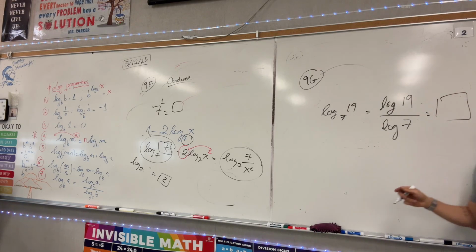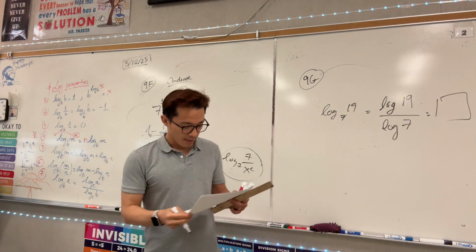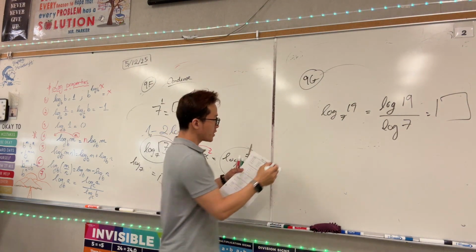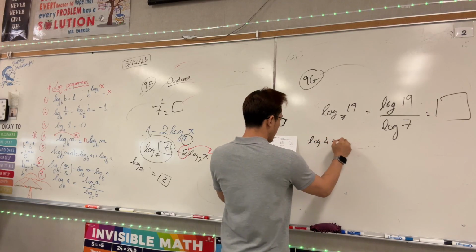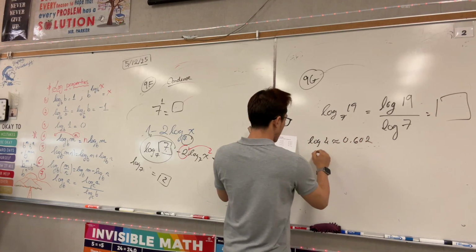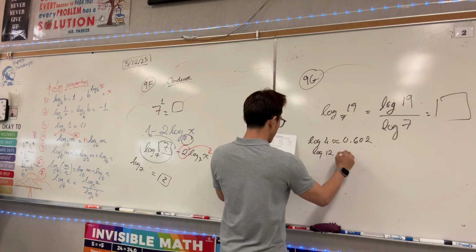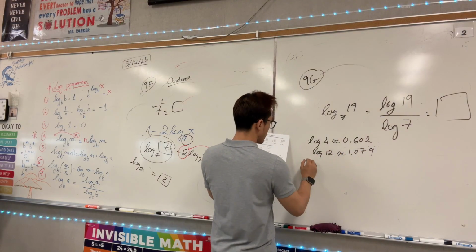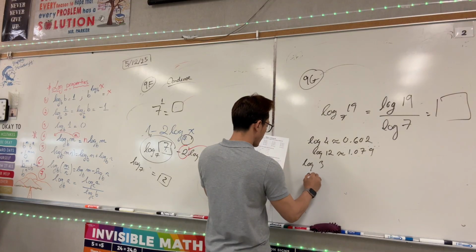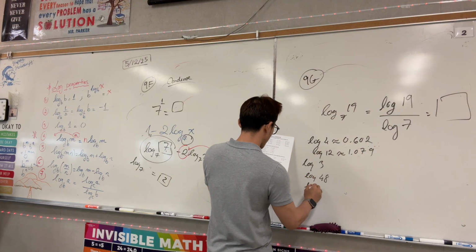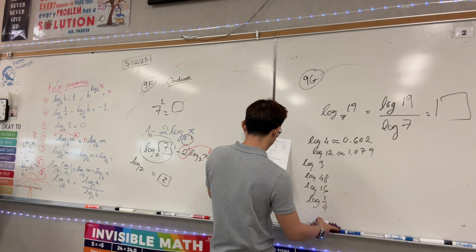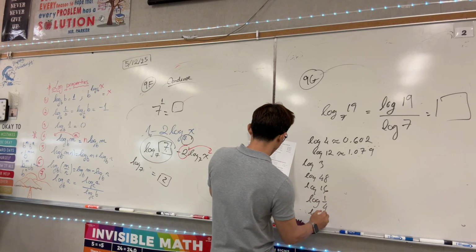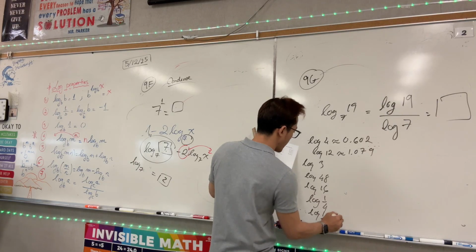Also, you're going to see this as well. So, for example, on the homework, log 4 is this. Log 12 is this. What is log 3? What is log 48? Log 16. Log 1 over 4. I'm just choosing the good one. Log 1 over 12. Okay, let's do this one.